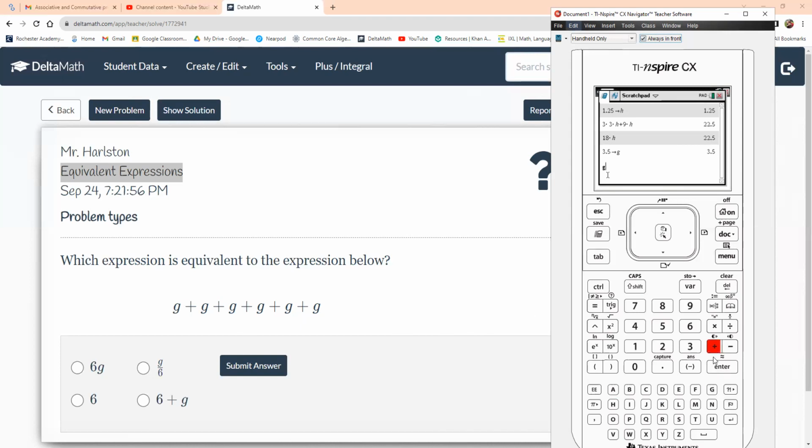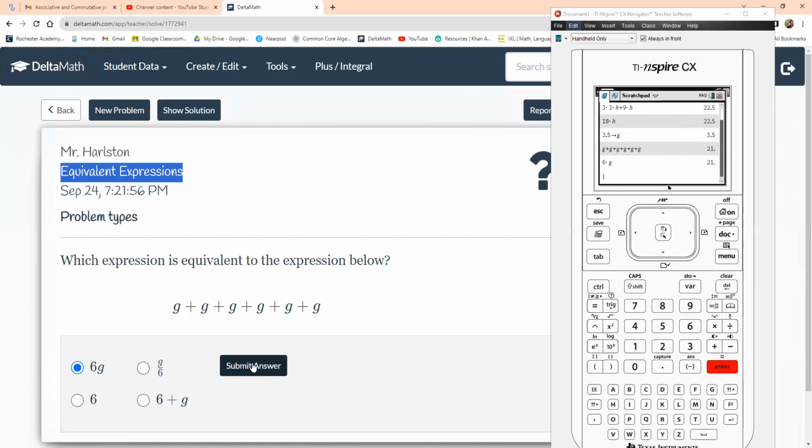I'm just going to key it in exactly like I see it. So G plus G plus G plus G. How many G's are there? 6. Plus G plus G. So I get 21. And now if I go down here and I type in 6G, if that's the right answer, I should also get 21, and I do. So this one, again, is the right answer.